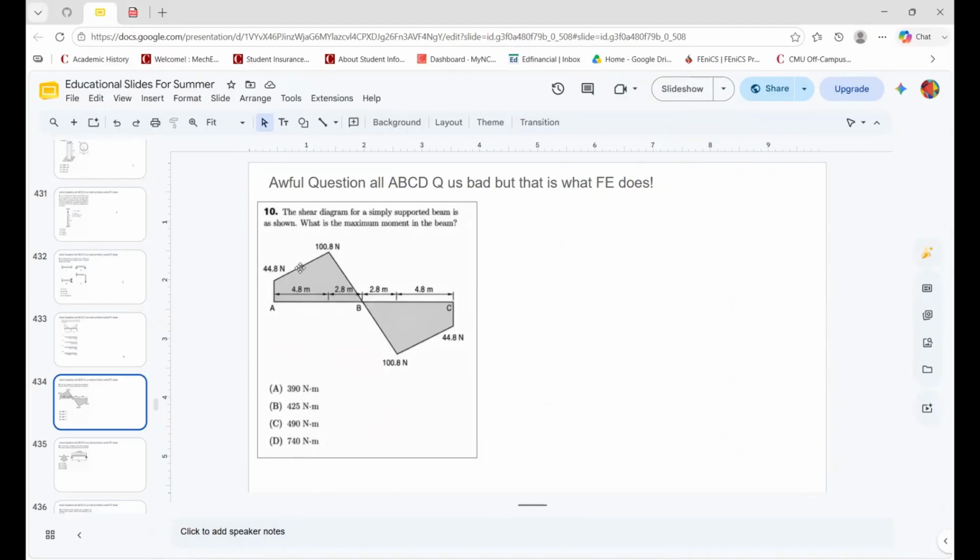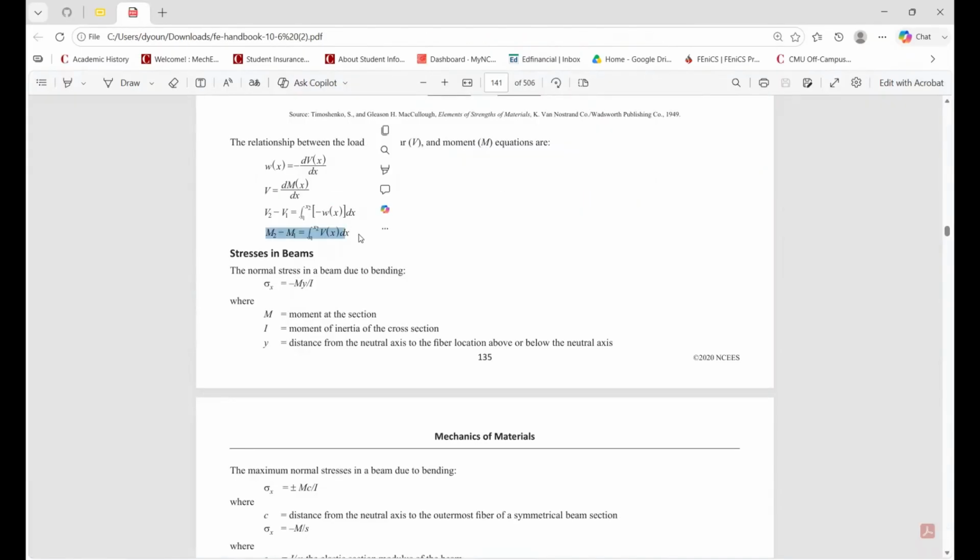Now here is a shear diagram for a simplified support beam. Oh wow, we're going to do another integral. If you don't know, look over here. There you go. There's your answer. Same thing as this, just do it.